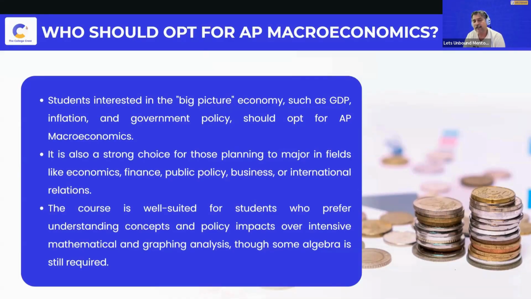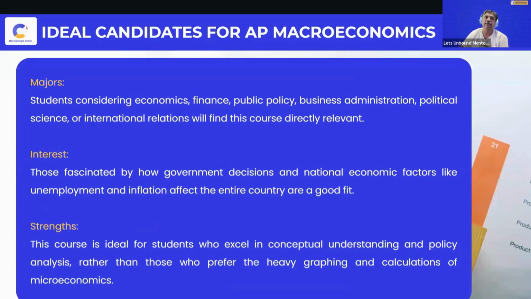But as I have already mentioned, basic exposure to graphing and some algebra would really be required in this course as well. Maybe not as much as in the AP Microeconomics course, but at least to a basic extent, it would be required for the Macroeconomics course as well.